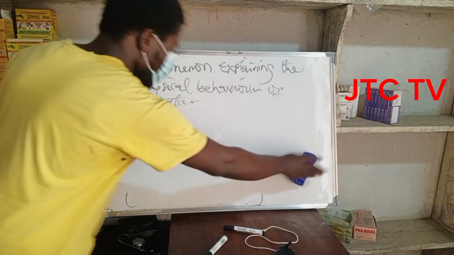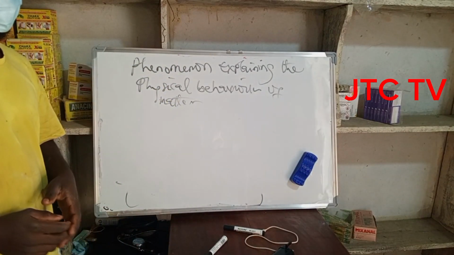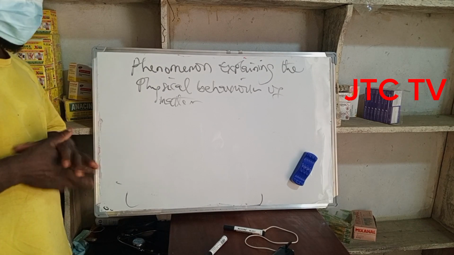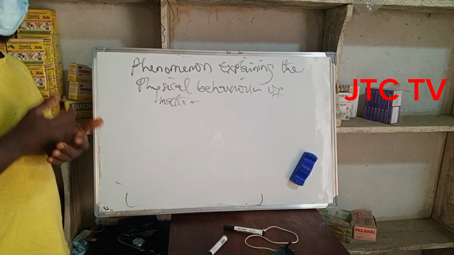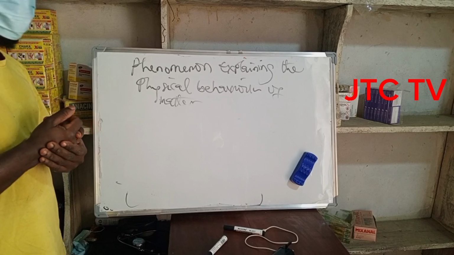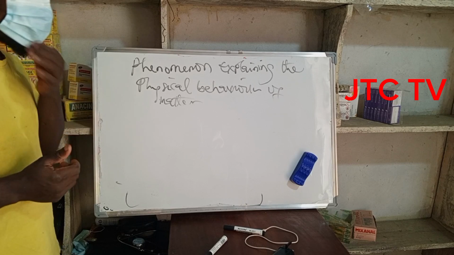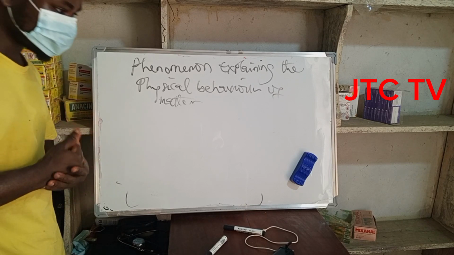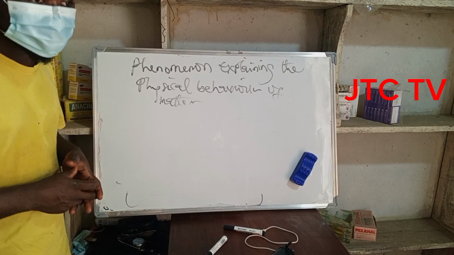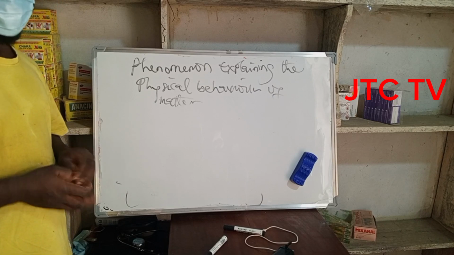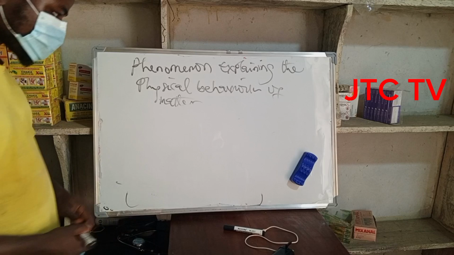Let's go into osmosis. So what's osmosis? Osmosis refers to the movement of water molecules. Osmosis is a special case of diffusion. It's the movement of water molecules from the region of higher concentration to the region of what? Lower concentration through a semi-permeable membrane.